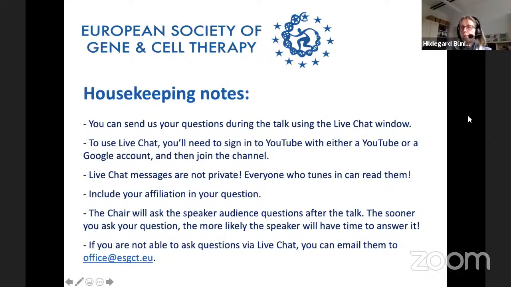Faculty of Gene and Cell Therapy. My name is Hildegard Büning. I am Professor for Infection Biology and Gene Transfer at Hannover Medical School and currently the President of the ESGCT.